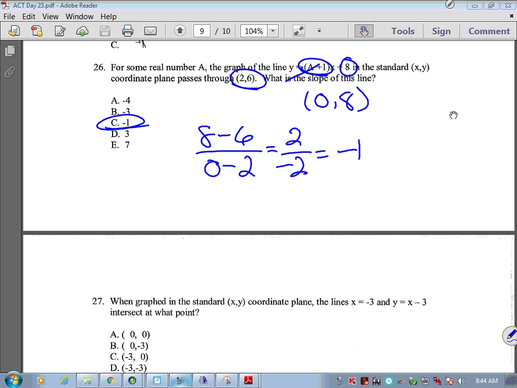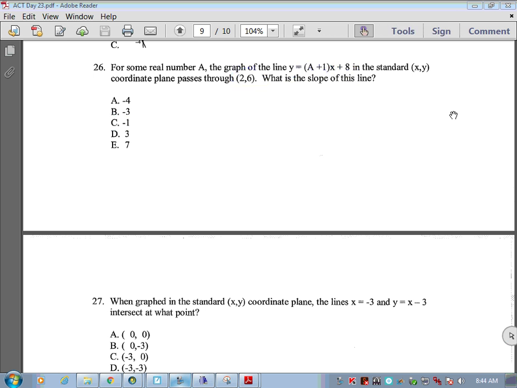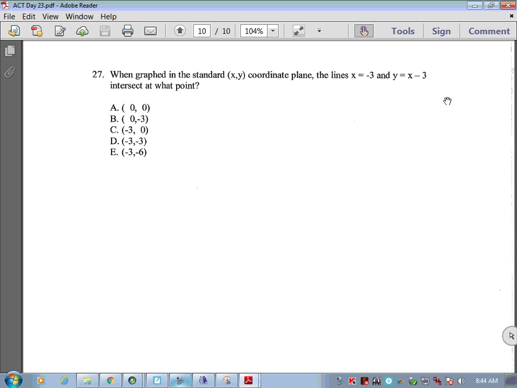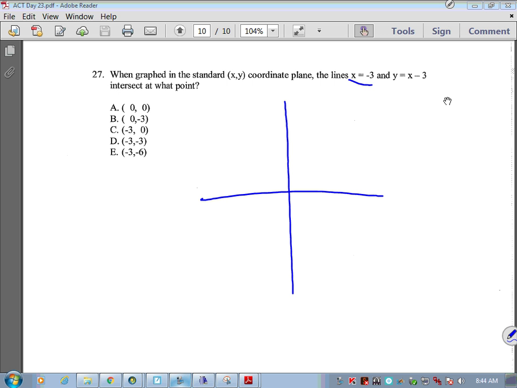Okay? And I think we've got one question left. See who needs it. Anybody need 27? Okay, 27. When graphed in the standard xy coordinate plane, the lines x equals negative 3 and y equals x minus 3 intersect at what point? Okay. Let's see if I've got this right. So let's understand the graph here for a second. x equals negative 3. Okay, that's going to be 1, 2, 3, and then this line right here.